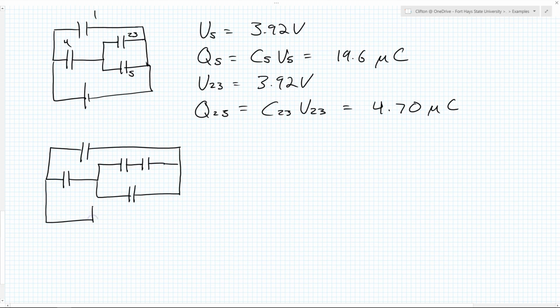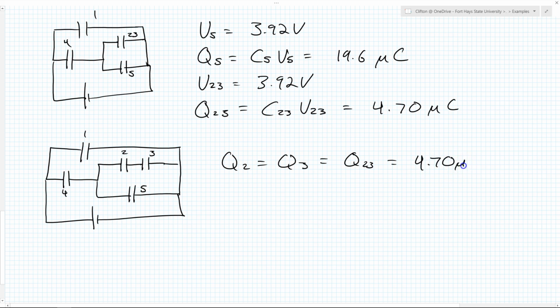My circuit diagrams are getting worse and worse. So here's 2, 3, 4, and 1. So I know already that the charge on 2 is equal to the charge on 3, which is equal to the charge on the effective capacitor. I do not divide by 2. So that's going to be 4.70 microcoulomb. That means that the voltage across 2 is just Q2 over C2. And C2 was 2 microfarads. So the voltage is going to be 2.35 volts.